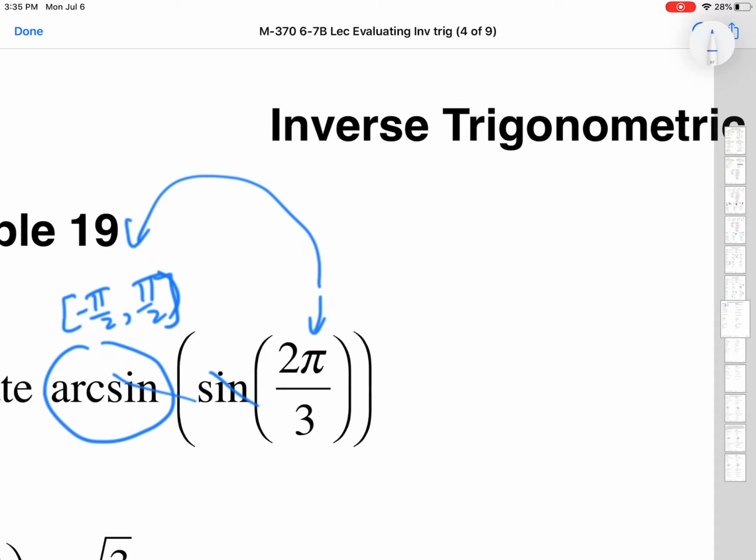So talk to me about 2 pi over 3. Sine of 2 pi over 3, is it positive or negative? Well, it's in the second quadrant, so it's positive. So this is a positive result. The answer is pi over 3.